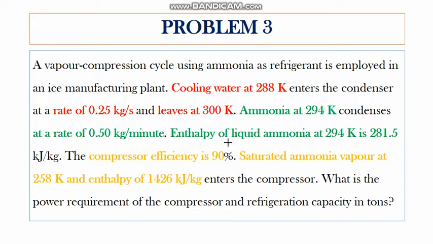And here also the enthalpy of liquid ammonia is given. Liquid ammonia is nothing but C, so HC is given, and the compressor efficiency is also given. It is not 100%, it is only 90%. Saturated ammonia vapor is nothing but A. So HA and HC are given in the question. We need to find the power requirement, which is W, and the refrigeration capacity in terms of tons. Okay, so this is the given question.